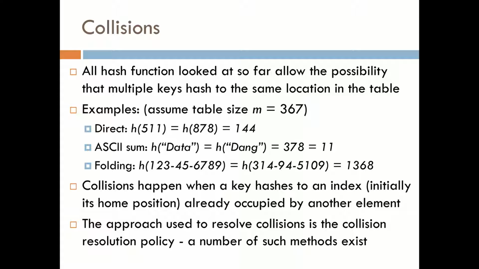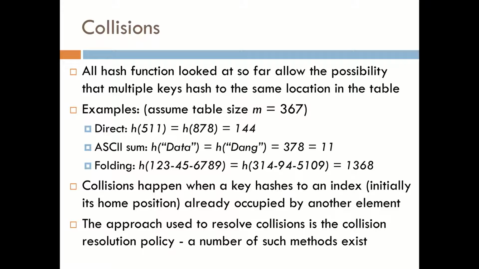This is not restricted to only direct hashing. So let's take a look at an ASCII example. If I have the word data that I want to use as a key and the word dang, as in D-A-N-G, and I apply that to the hash function that sums up the ASCII values, in both of those cases, I will get the sum of 378, which will lead to my data being stored at location index 11 for both of these pieces of information. So once again, we've got two pieces of data wanting to be stored in the same location, if you will.